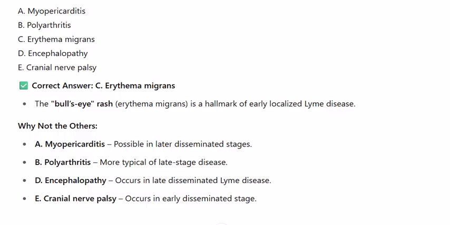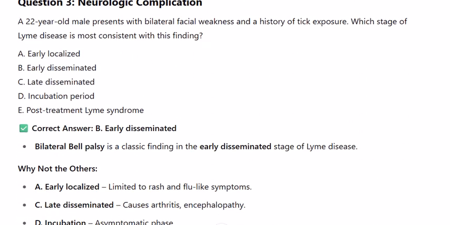Question 3, neurologic complication. A 22-year-old male presents with bilateral facial weakness and a history of tick exposure. Which stage of Lyme disease is most consistent with this finding? A. Early localized, B. Early disseminated, C. Late disseminated, D. Incubation period, E. Post-treatment Lyme syndrome. Correct answer B. Early disseminated. Bilateral Bell palsy is a classic finding in the early disseminated stage of Lyme disease.